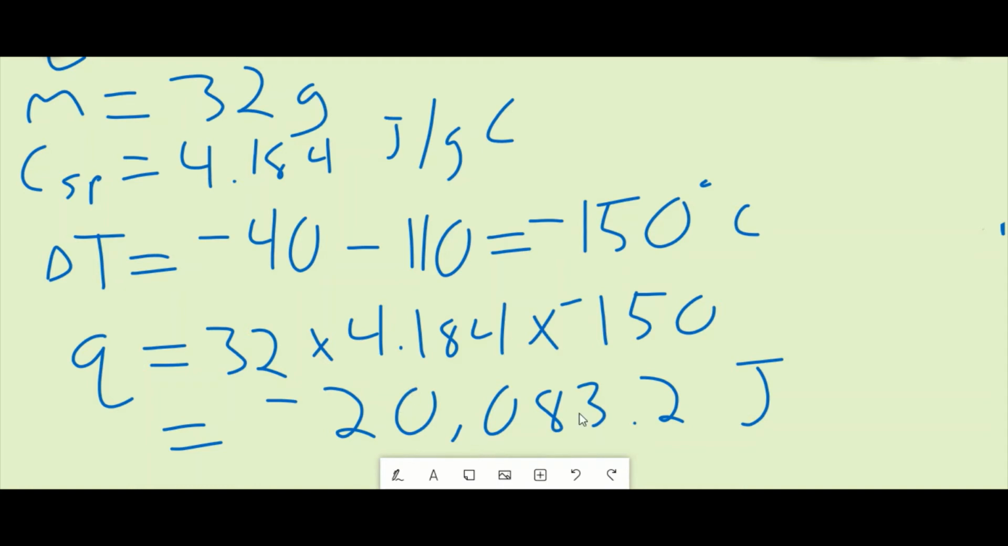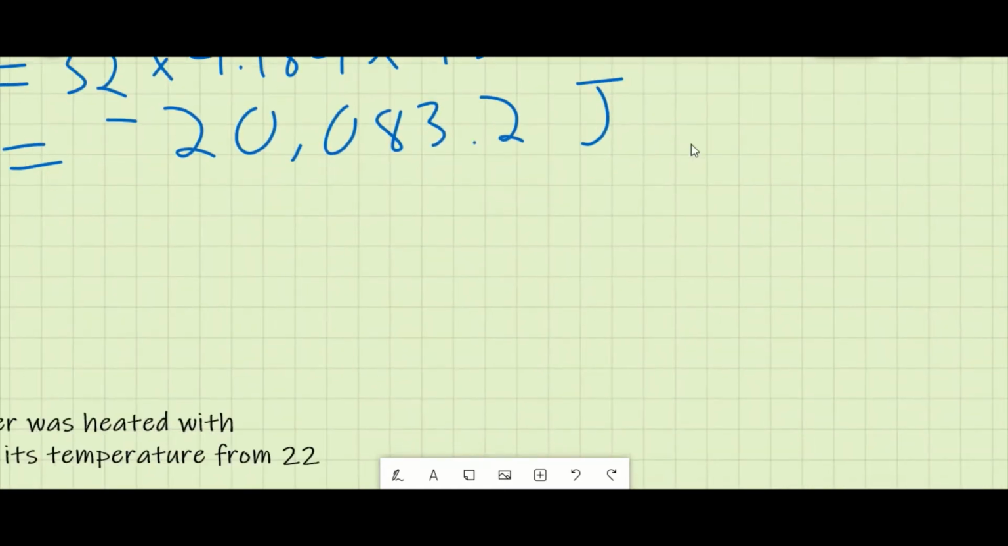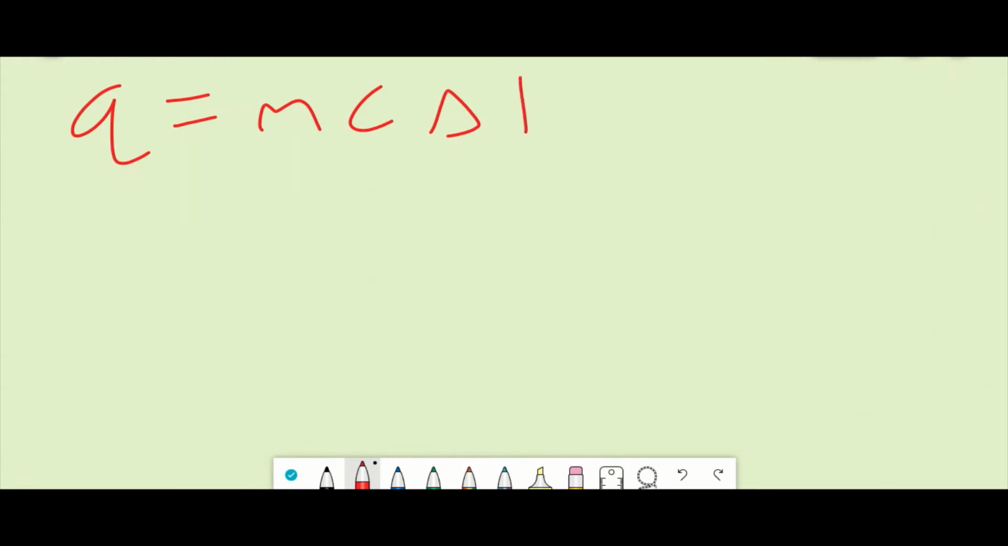So the heat energy is absorbed. We can also change the equation to solve for other variables. For example, let me take this equation over here and rewrite it. So, this time I'll use red. Remember, it's Q equals mc delta T. Remember, that's SP right there. We already know if we want to calculate the specific heat, we just have to do Q divided by M times delta T.